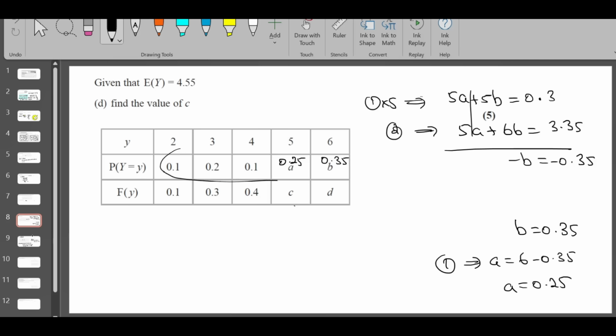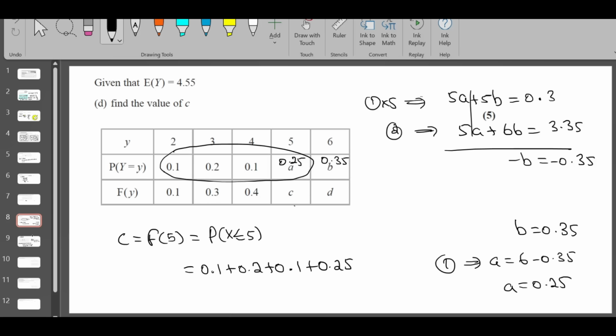Now find the probability of, add all these probabilities. So C is basically f of 5. The formula for f of 5 is P of x is less than or equal to 5. So 0.1, 0.2, 0.1, 0.25. So you will get 0.65. That's the value of C. It's a 5-mark question actually.